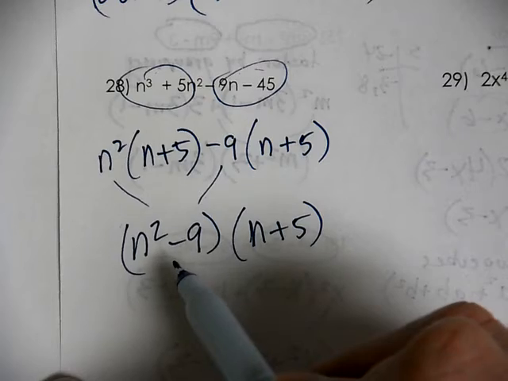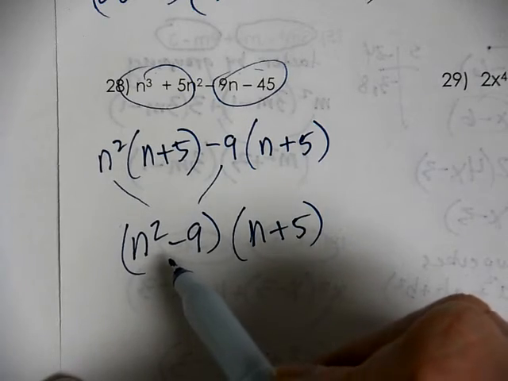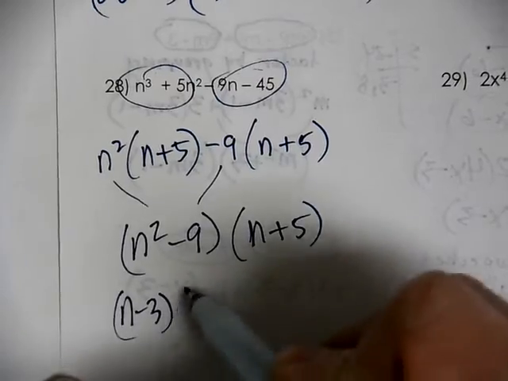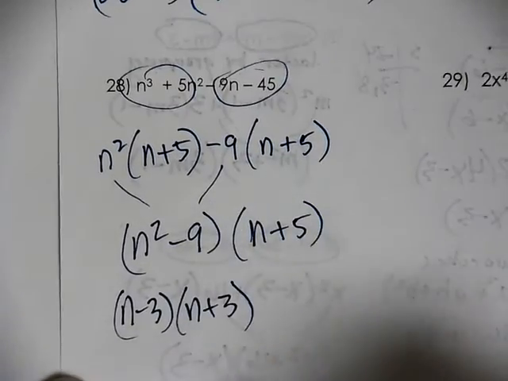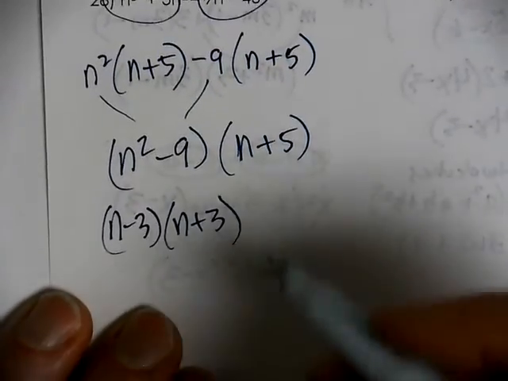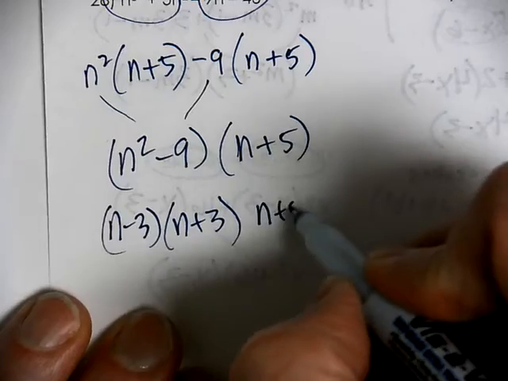So, and I notice now that this is the difference of two squares again. So it's n minus 3 and n plus 3. The order of that doesn't matter. It could be n plus 3 and n minus 3. Order doesn't matter. And the n plus 5.